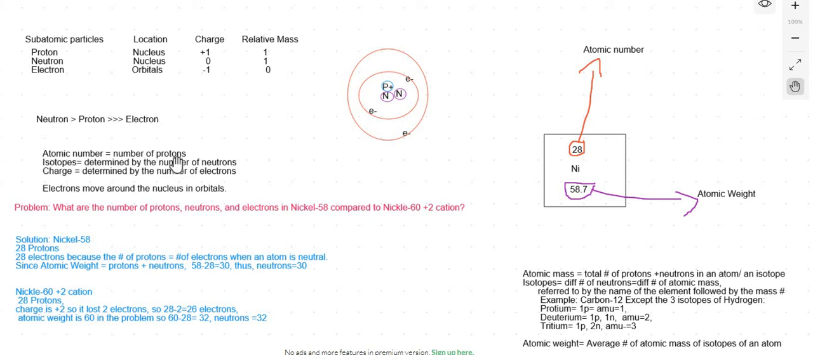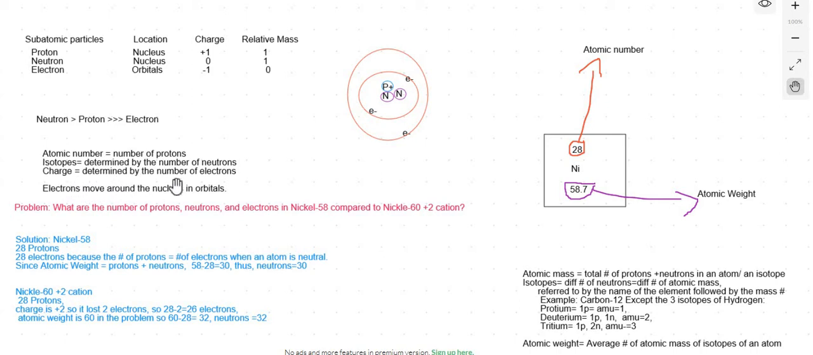Atomic numbers are just the number of protons in an element. For example, in nickel there are 28 protons and 28 is the atomic number. Isotopes are determined by the number of neutrons. And so nickel may have different isotopes, and the reason they're isotopes is because they have a different number of neutrons.